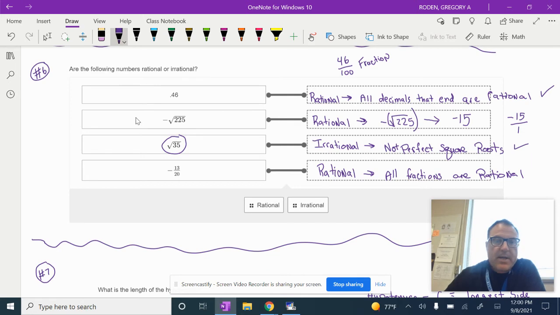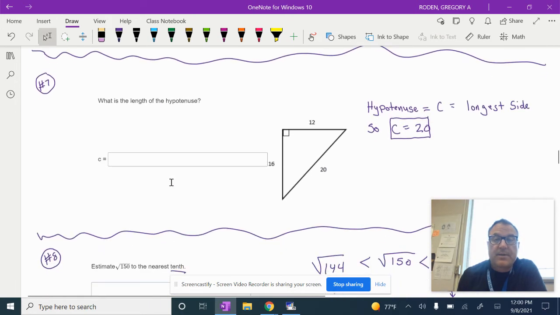Okay. And the last one is rational. And the best way I can say it's rational is it's a fraction. Yes, it's a negative fraction, but that's okay. All fractions are rational. If you can write something as a fraction, it's rational. So negative 13 over 20 is definitely a fraction, so it is rational. So the only one that was irrational was the square root of 35 because it wasn't a perfect square. Everything else was rational. All right, what's next?